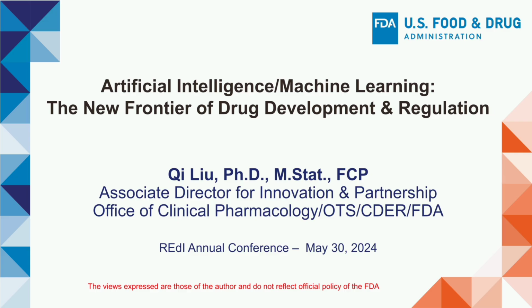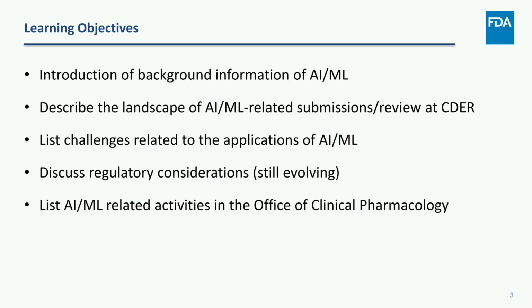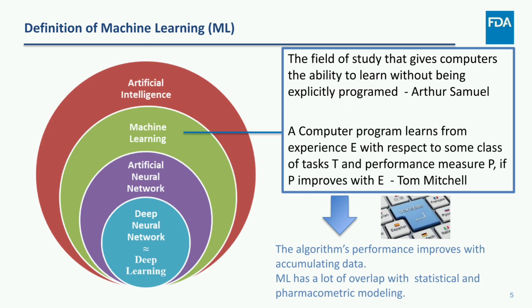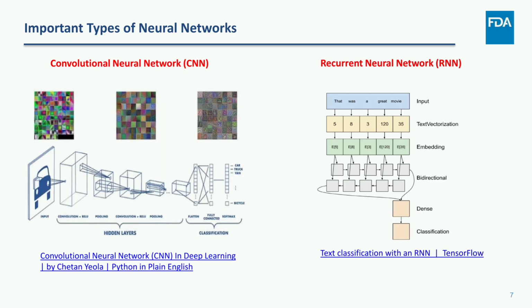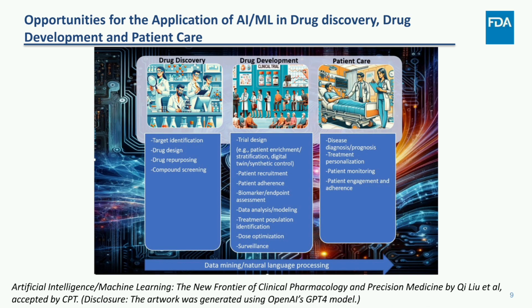Take-home messages. AI/ML can play an increasingly impactful role in drug development. Improve the efficiency and probability of success of drug development. Advance precision medicine. Both opportunities and challenges lie ahead. More education, research, and collaboration are needed to move the field forward.